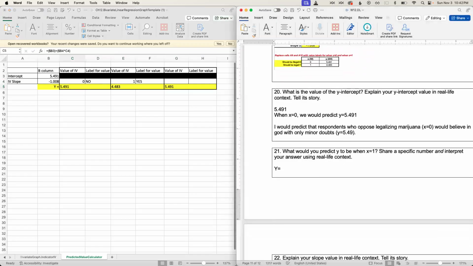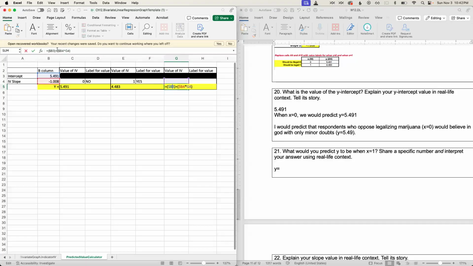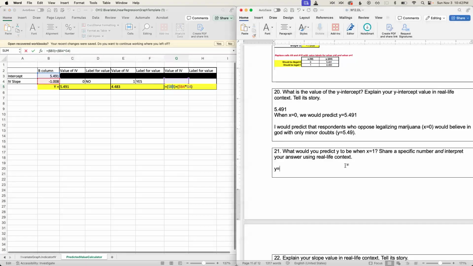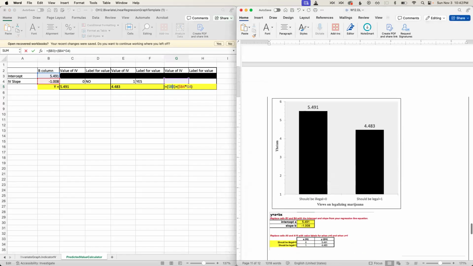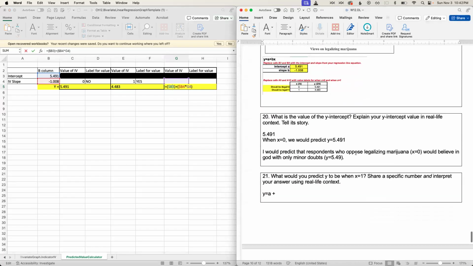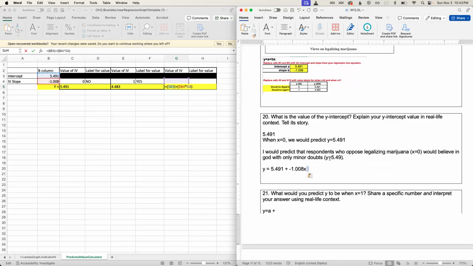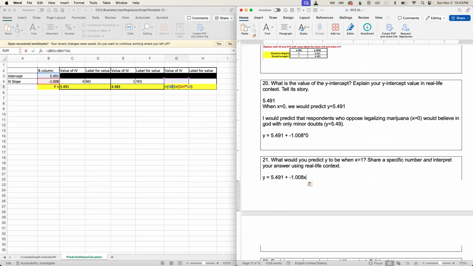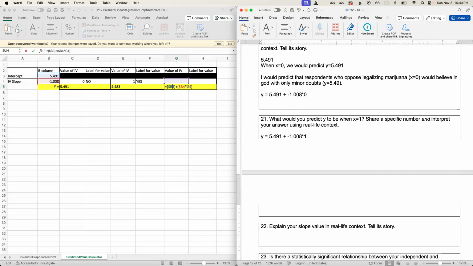Or I can just do this, which, if I click on here, you can see it's actually doing this formula of y equals a plus b times x. So if I grab my equation, you can see actually this one, we're predicting it for 0. And so it ends up being 5.491. And for this one, it's predicting it for if x equals 1, right? If somebody believes that marijuana should be legal.